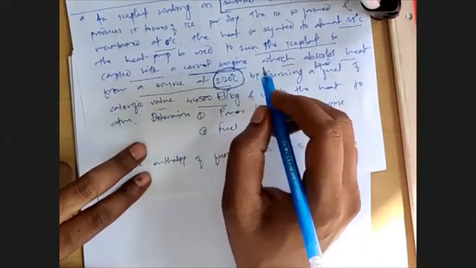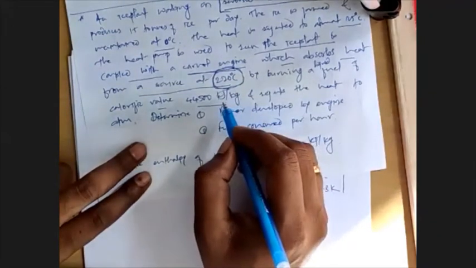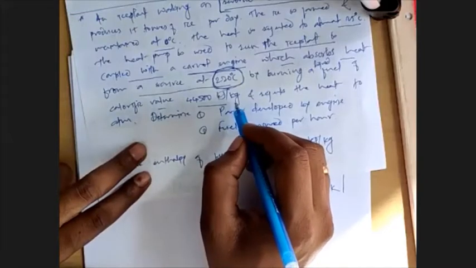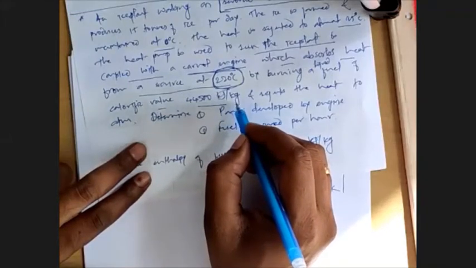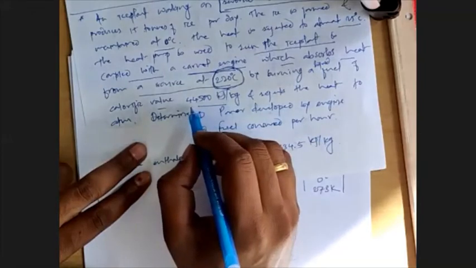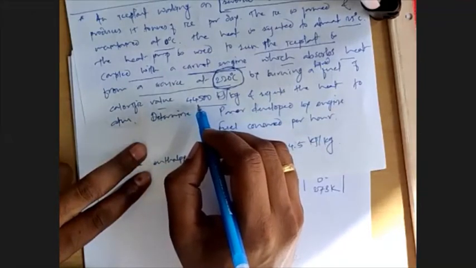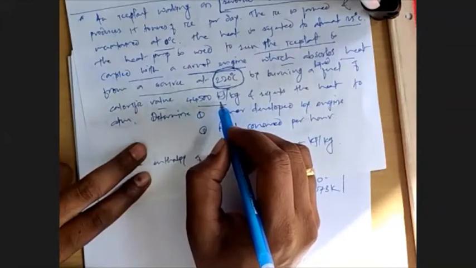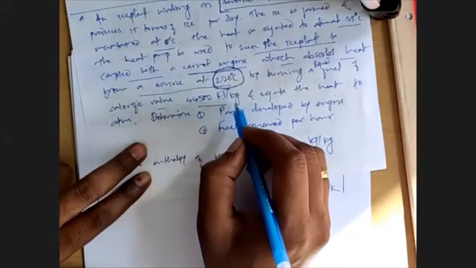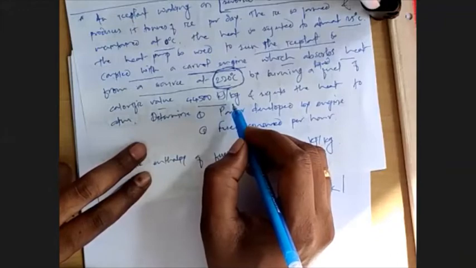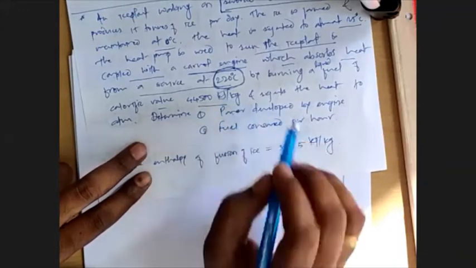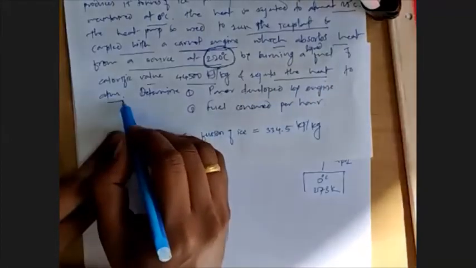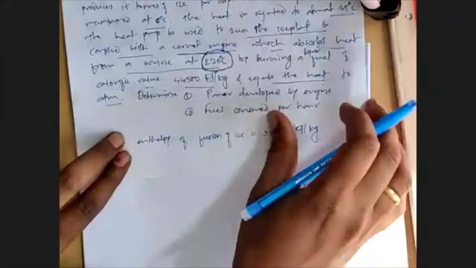Calorific value, in the sense, if you look at the unit, it is kilojoules per kg. So if I burn 1 kg of fuel, the amount of heat that is going to be generated is 44,500 kilojoules. Okay, so 44,500 kilojoules by burning 1 kg of fuel, that is per kg, and it rejects heat to the atmosphere, again rejecting heat to the atmosphere.